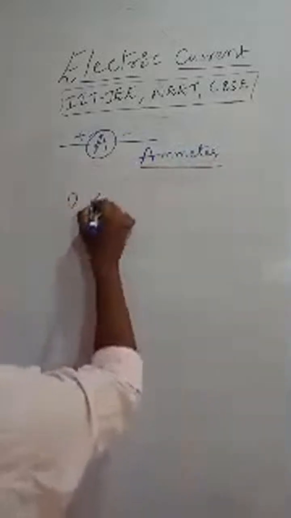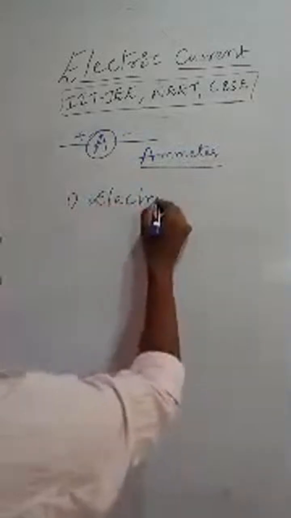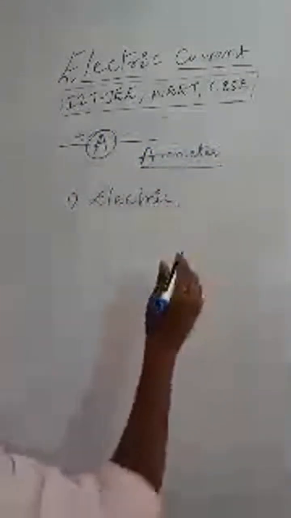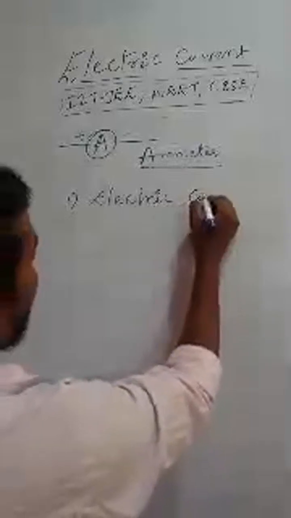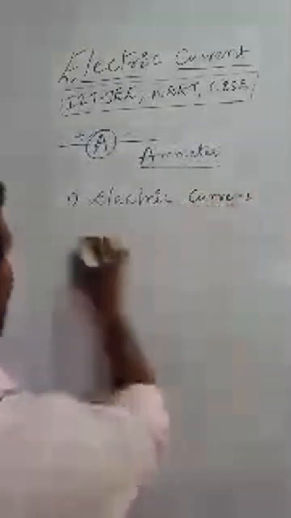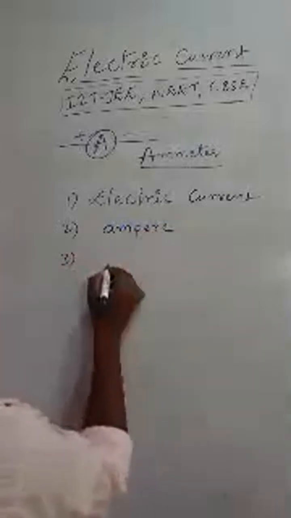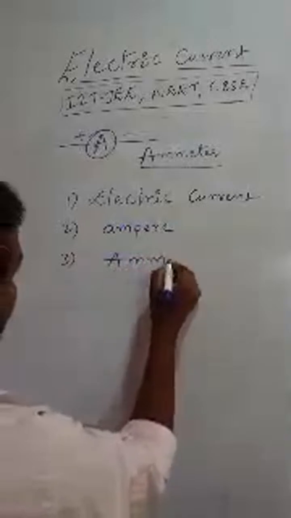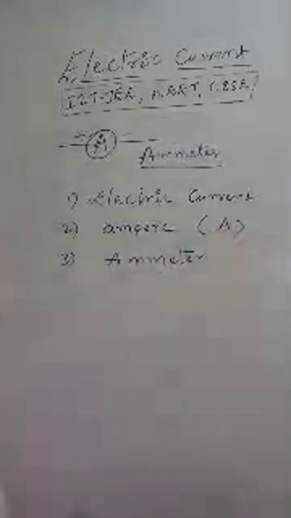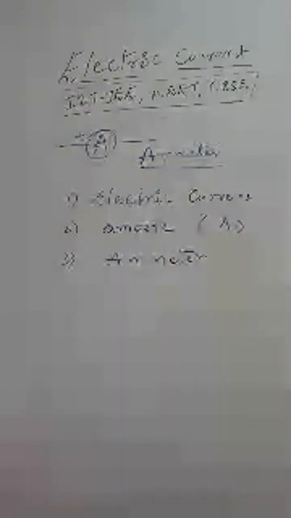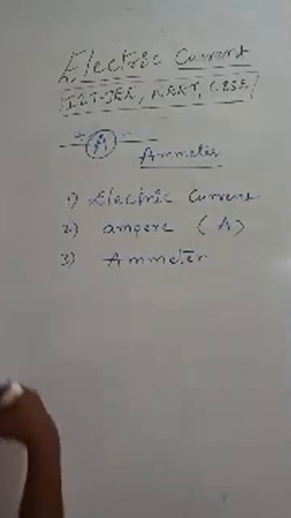First one is electric current. I'll tell 4 points, just note down. Electric current. Second one, ampere. And third one, ammeter. And symbol capital A. Here you need to understand the meaning of all these points. Actually this is the 4th point; beside the second point only I wrote.